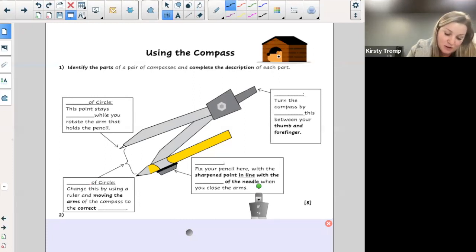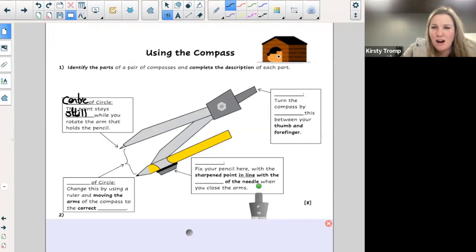The something of circle. The point stays something while you rotate the arm that holds the pencil. Lungawa, what is it? It stays in the middle. Good. So the center, hey? Yes, ma'am. Center of circle, the point stays still while you rotate the arm that holds the pencil. Thank you.